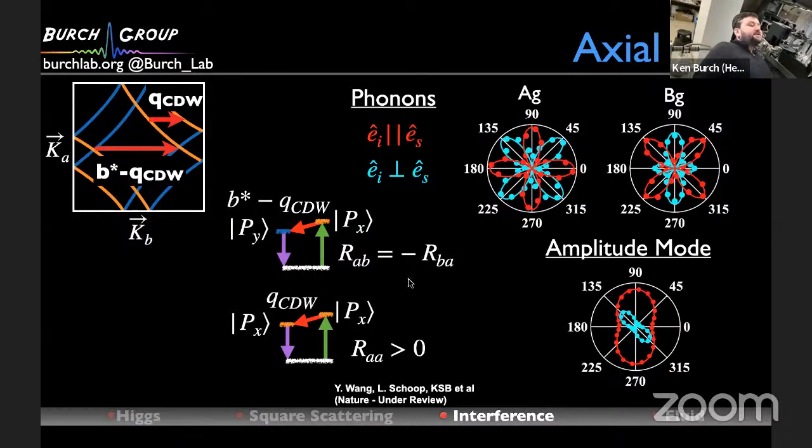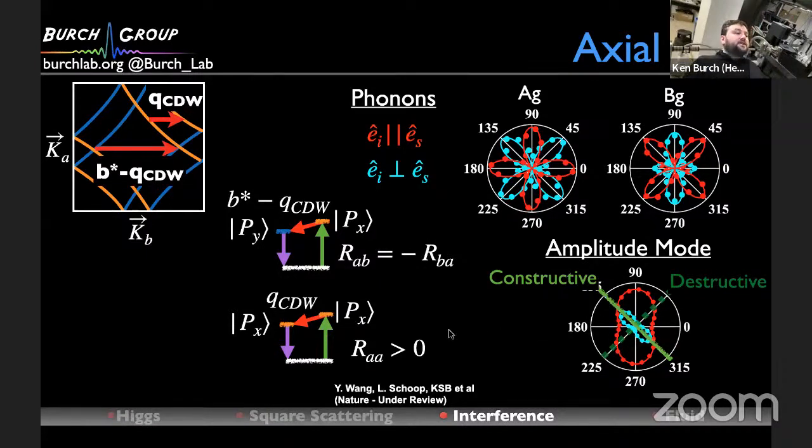Now, since we measure intensity, normally this phase doesn't show up. But in our case, we have these two possible pathways. So in one case, when we rotate 45 degrees from the CDW, what we're doing is essentially measuring RAA plus RAB and getting constructive interference. If we rotate 90 degrees from that, we're now measuring RAA plus RBA, but because it has the opposite sign, we get destructive interference, and that explains this kind of twofold behavior that we saw.